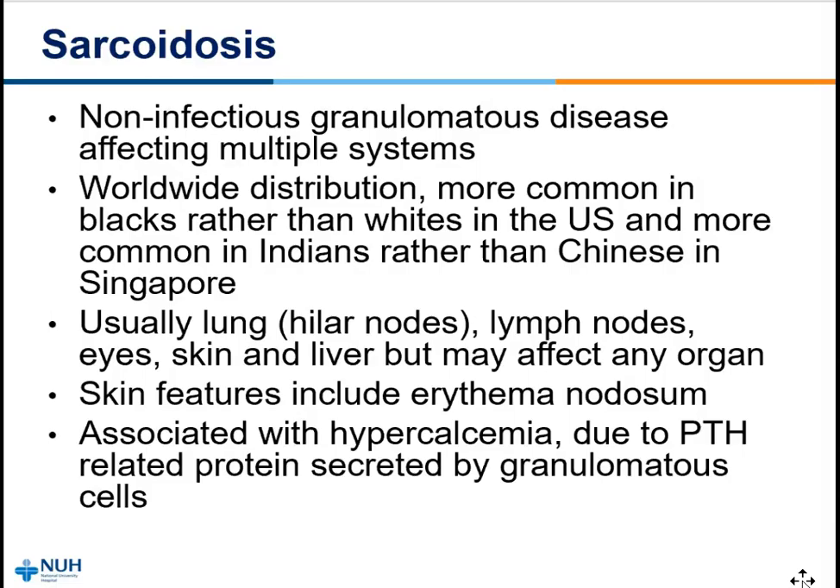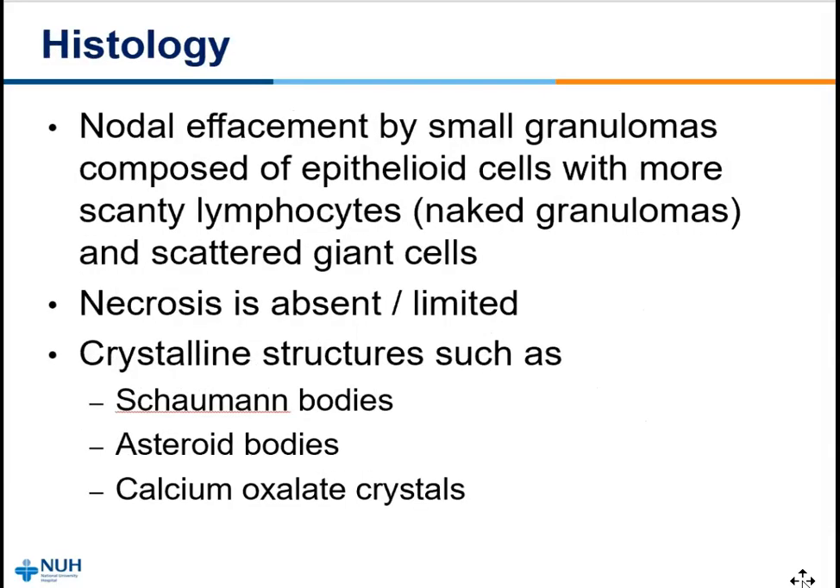The skin often displays erythema nodosum. Production of PTH-related protein in this condition may explain hypercalcemia that is often associated. Microscopic examination shows granulomatous inflammation, but the granulomas are so-called naked granulomas, where the aggregates of epithelioid histiocytes are associated with scanty lymphocytes. Necrosis is absent or limited, unlike tuberculosis, although necrotizing sarcoidosis does exist.